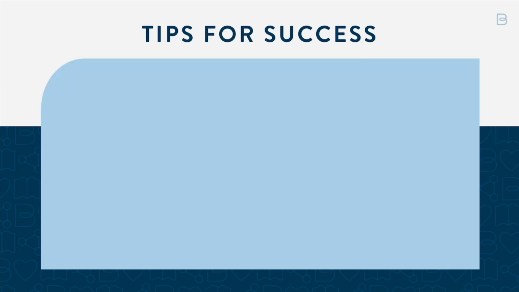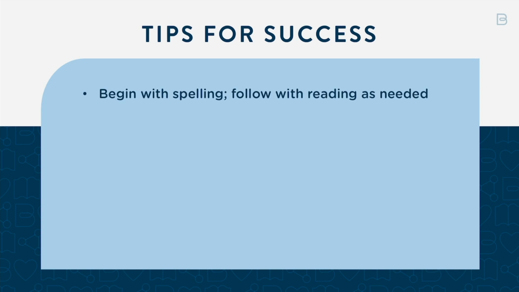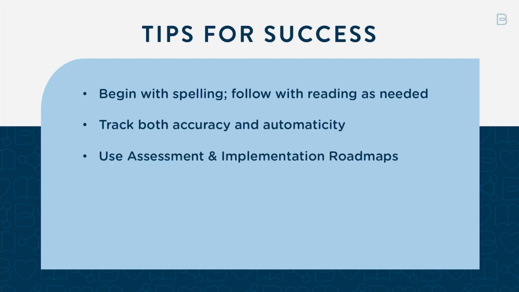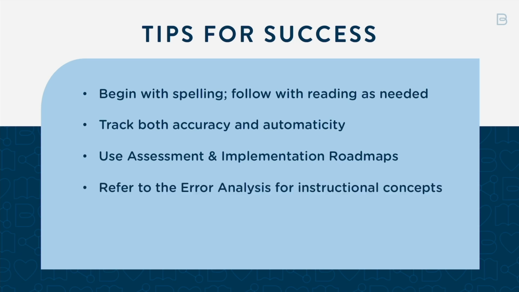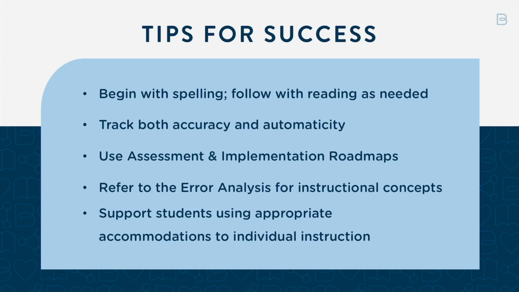Just a few follow-up tips for success. As you continue using your assessments, begin with spelling. You can assess a group at one time, and you can discover more skill gaps. Follow up with the reading assessments as needed. Track both accuracy and automaticity to build that fluency. Use the assessment and implementation roadmaps to help guide your assessment journey and your instruction. Refer to the error analysis for instructional concepts. They have a lot of ideas. Support your students using appropriate accommodation and individualized instruction.